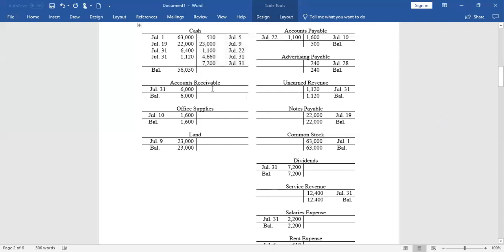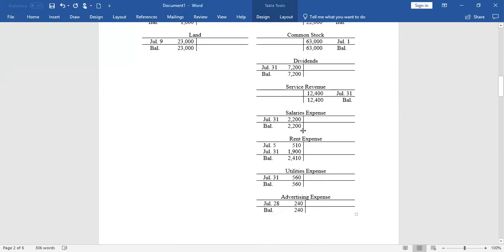Accounts receivable only has one transaction, so that's its balance. Same with office supplies and land. So we do normally draw a line and re-enter the dollar amount with BAL representing balance. Now to the liabilities. Accounts payable, credits are 1,600, debits are 1,100. Subtract the smaller side from the larger side, giving us a $500 balance on the credit side. Advertising only has one item, unearned revenue, notes payable, common stock, dividends. So we just bring down that amount and it's its balance on the proper side.